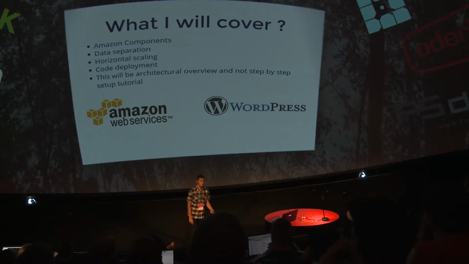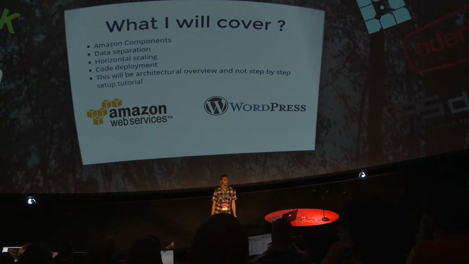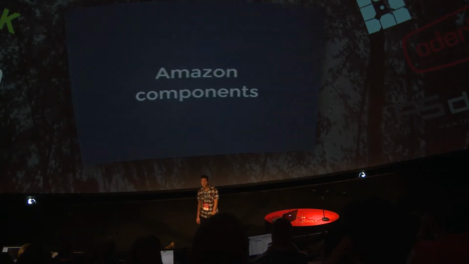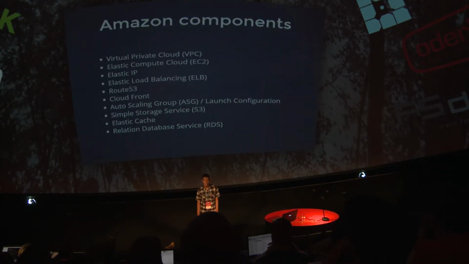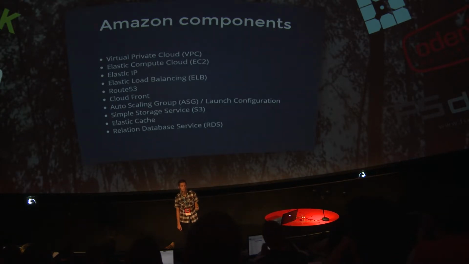What am I covering today? Well, Amazon components, separating the data layer, horizontal scaling, and code deployment, and this will be an architectural overview and not a step-by-step tutorial. Amazon has a lot of components. This is just a few of them that we'll be using, and I'll tell something about them.